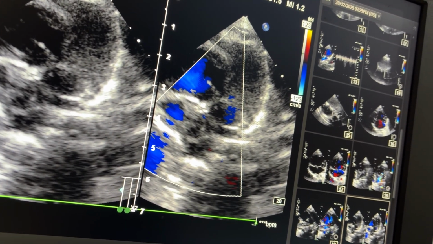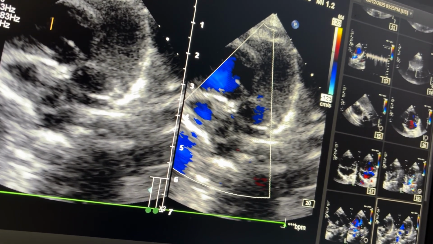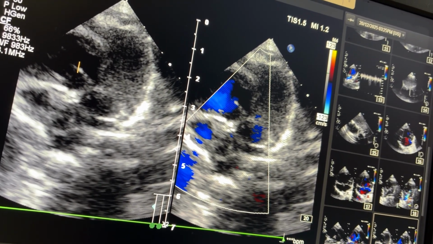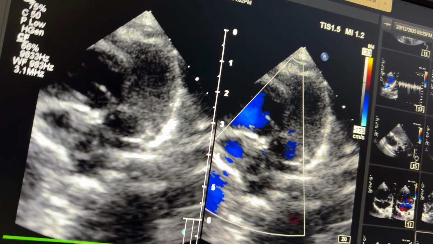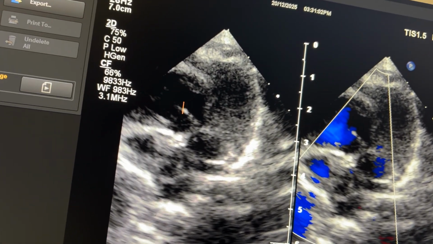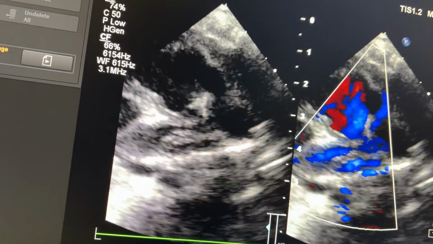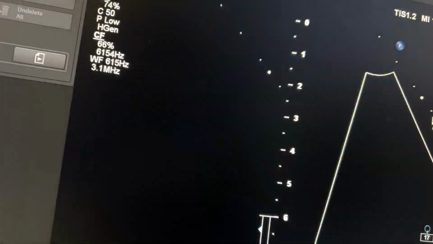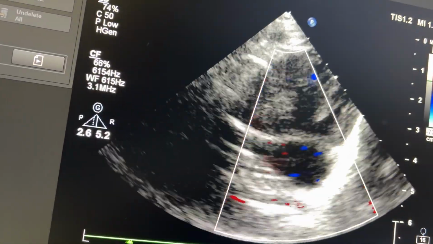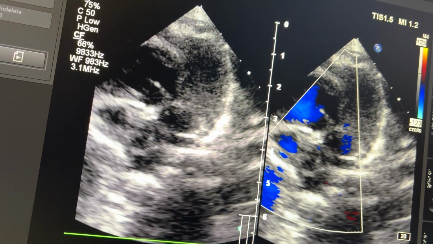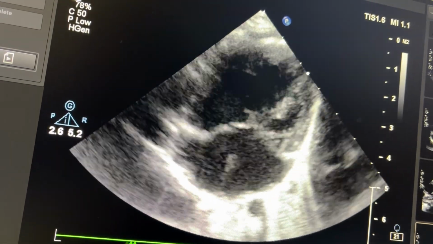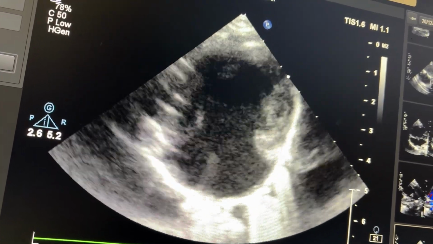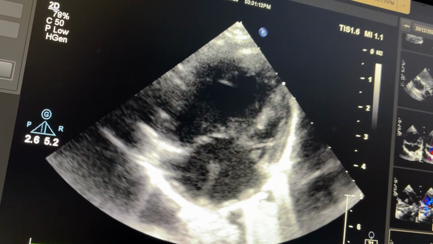In this image, you can see this is the aorta. This is the pulmonary artery. Aorta is anterior and right sided. Again you see this 4-chamber view. This is unbalanced complete AV septal defect.